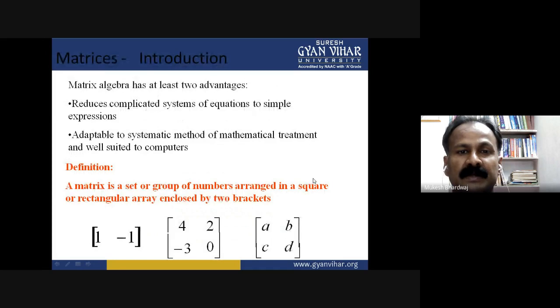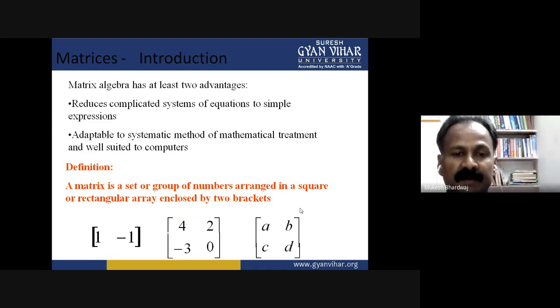Matrices and determinants is an algebra that has at least two advantages. It reduces complicated systems of equations to simple expressions. Basically, a matrix is a mathematical tool which reduces complicated systems of equations to simple expressions, adaptable to systematic methods of mathematical treatment and well suited to computers.